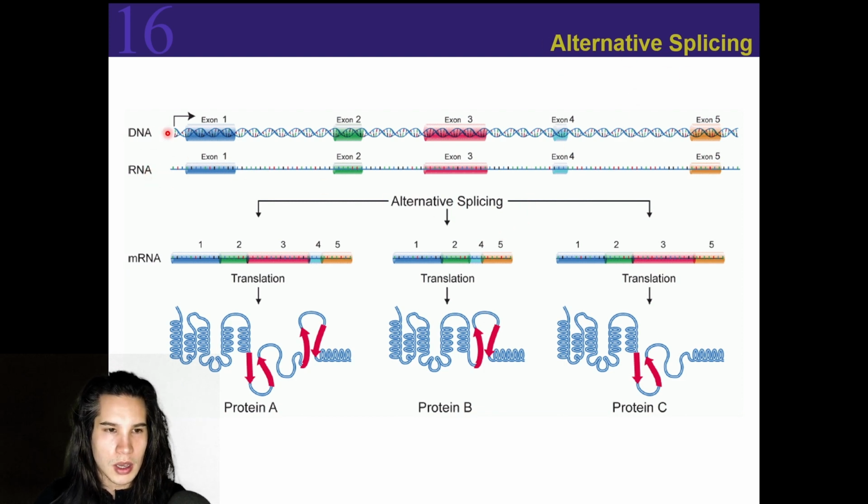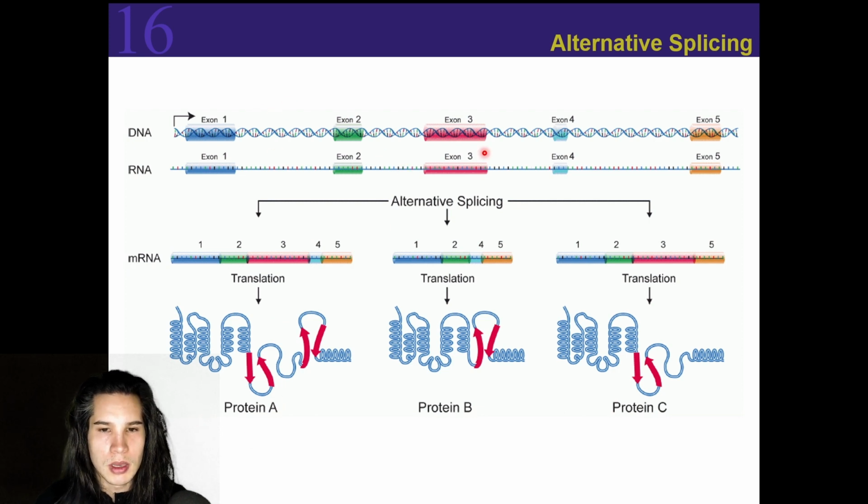If you look here, you have the original strand of DNA, which we transcribe into the messenger RNA. And as we know, we will splice exons together by pulling out the introns. But you have exon 1, 2, 3, 4, and 5. Here is an example: if we left all of these exons in, spliced them all together, and sent it out of the nucleus, we would create one type of protein.